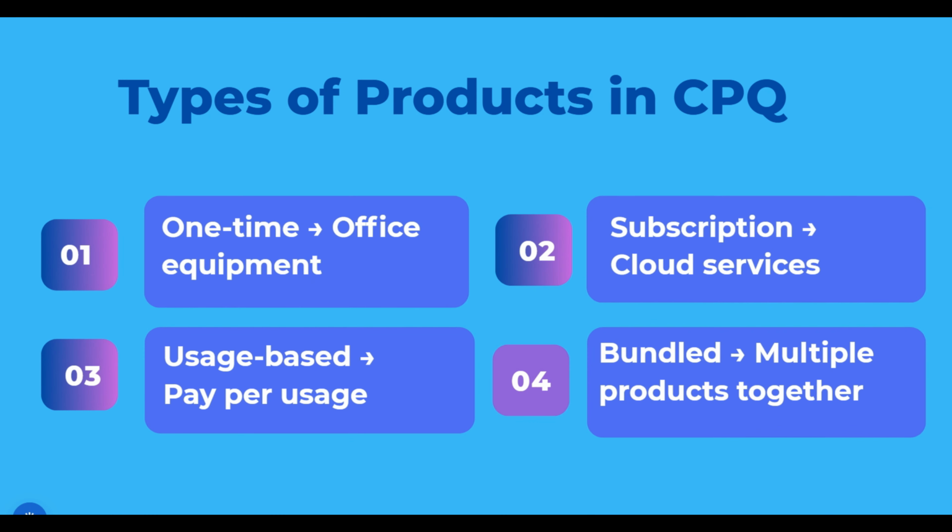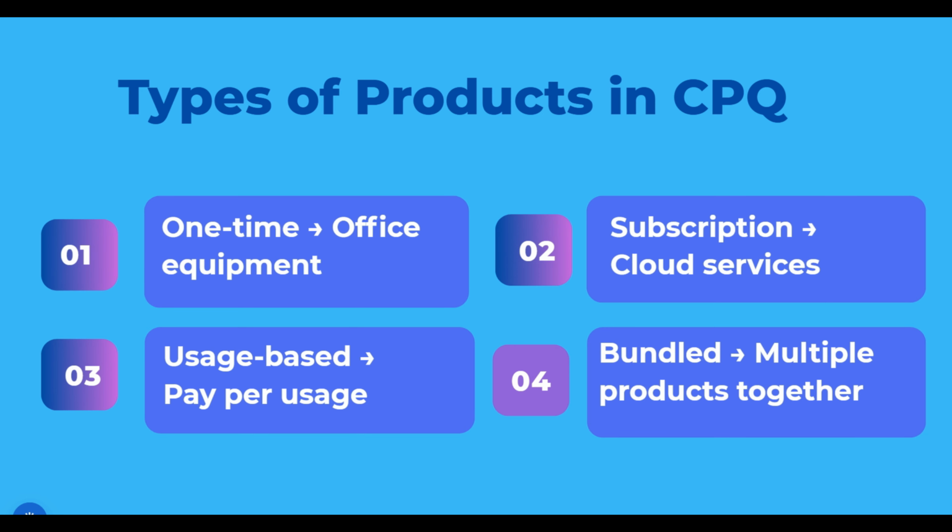In CPQ, products can be categorized into different types depending on how they are sold and billed. The first type is a one-time product, which is something the customer purchases only once with no recurring billing. A simple example would be office equipment like a desk, chair, or printer. You buy it one time and the transaction is complete. The second type is a subscription product, where the customer pays on a recurring basis, usually monthly or yearly. A common example would be a cloud service or software subscription, where the customer continues paying as long as they use the service.